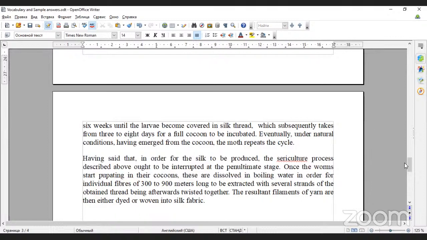Having said that, in order for the silk to be produced, the sericulture process described above ought to be interrupted at the penultimate stage. Once the worms start pupating in their cocoons, these are dissolved in boiling water in order for individual fibers of 300 to 900 meters long to be extracted, with several strands of the obtained thread being afterwards twisted together. The resultant filaments of yarn are then either dyed or woven into silk fabric. All right, so this is my process description.